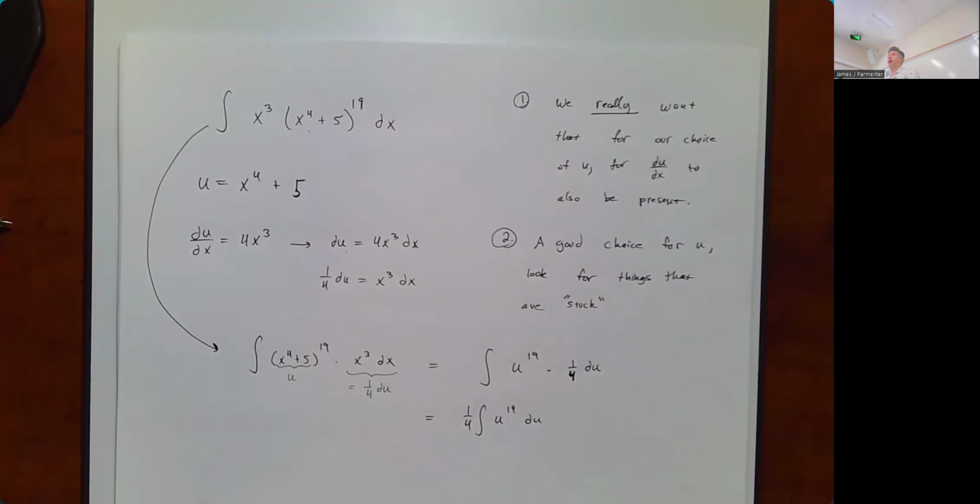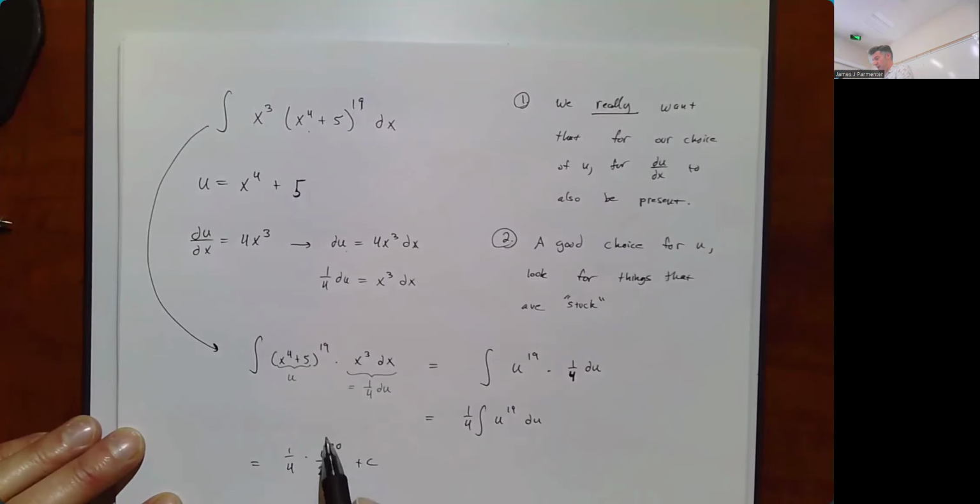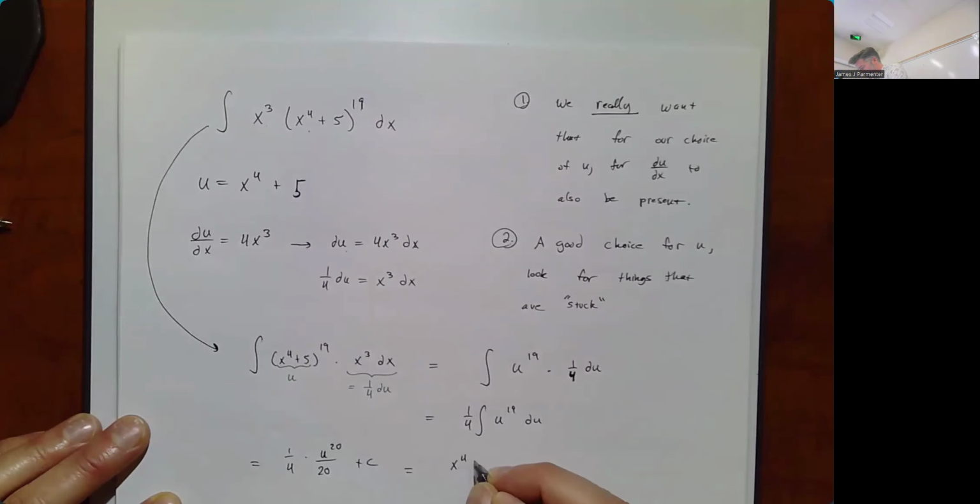And now we're back at the place where we get to use the anti-power rule. And we're going to get 1/4 times u to the 20th divided by 20 plus c. And then we're going to replace u with x to the 4th plus 5. This is going to be x to the 4th plus 5 to the 20th power divided by 4 times 20, which is 80, plus c.